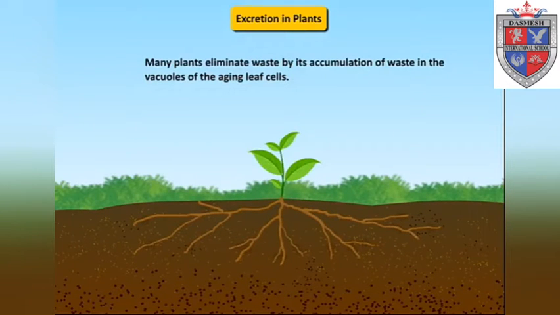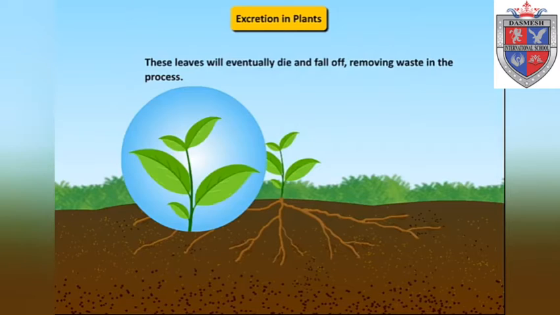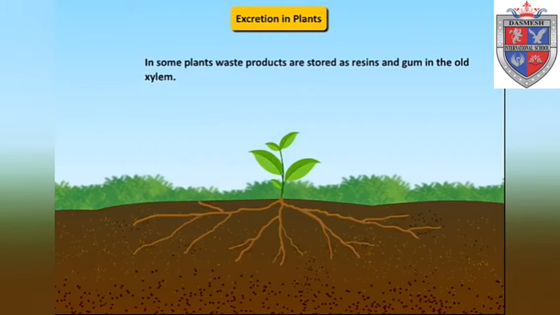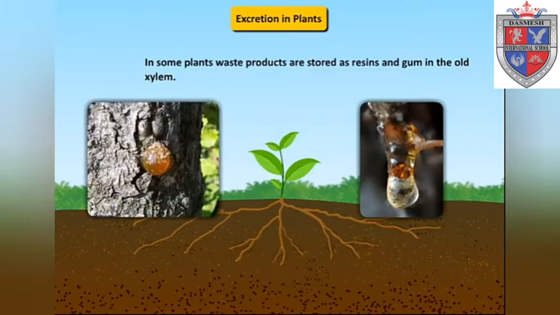Many plants eliminate waste by accumulation of waste in the vacuoles of the aging leaf cells. These leaves will eventually die and fall off, removing waste in the process. In some plants, waste products are stored as resins and gum in the old xylem.